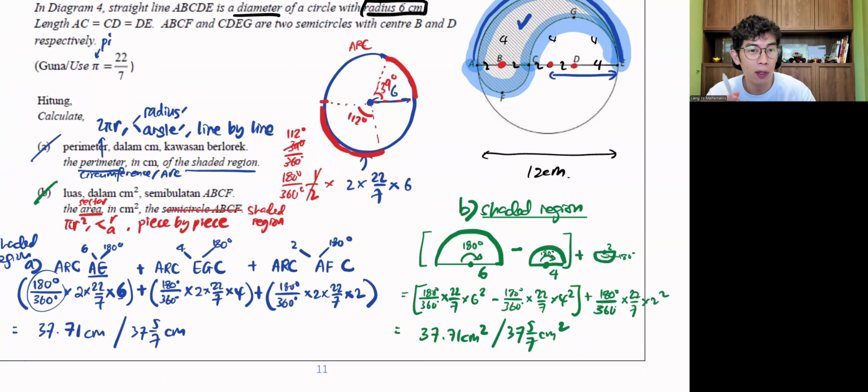So conclusion, everyone. Do you notice perimeter line by line? There is no minus. You are adding all the outer sides. There's no minus involved. So make sure you get 37.71 or 37.5/7. If you get this answer, let me know. If you get stuck in any part, let me know. I explain to you now.